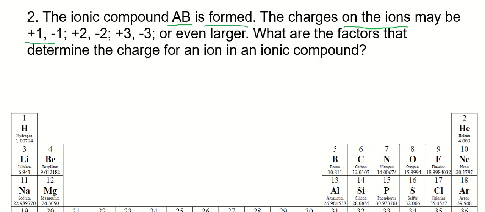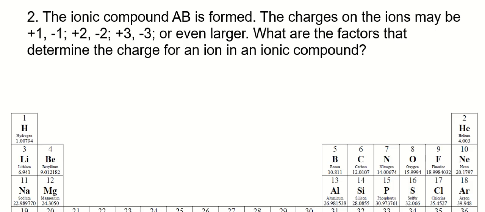So it looks like they're asking what's going to determine A is going to be plus 1, plus 2, plus 3, and B is going to be minus 1, minus 2. What's going to determine the charges? Well, the answer can be a million different answers, starting with a very fundamental, the number of protons versus the number of electrons. You can talk about the radius, the radius of the atom or the ions, the size.